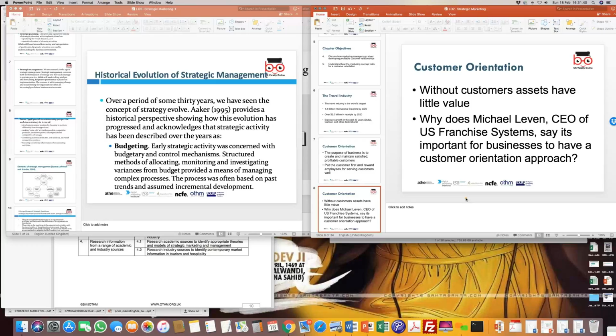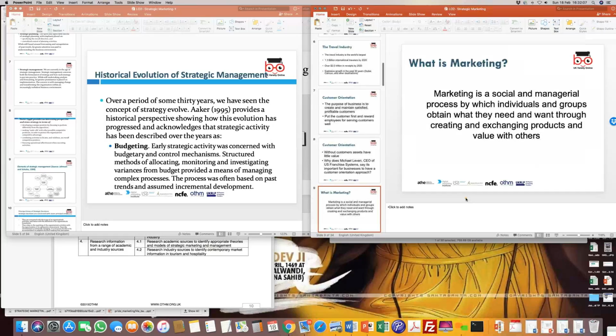And what Michael Levin, who's the CEO of an organization in the US, says is that it's very important for business to have a customer orientation approach. That means any franchise which is opened within this particular sector needs to know where their customers will come from, what services the customers need, how these services will be provided, and at what price they will be provided. And that is where the whole concept of customer orientation becomes very important. Now, marketing, we've looked at one. There's another one.